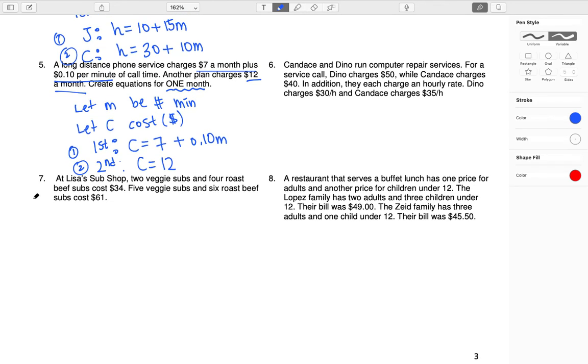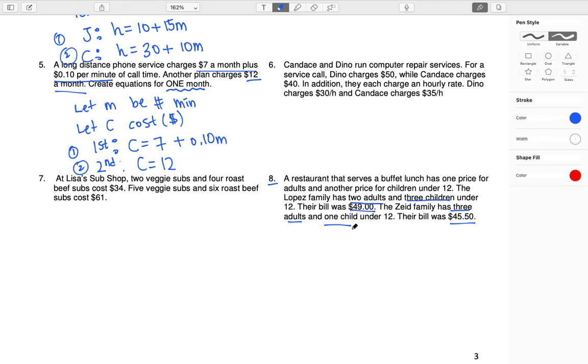And lastly, let's take a look at number 8. A restaurant that serves a buffet lunch has one price for adults and another price for children under 12. The Lopez family has 2 adults and 3 children under 12. Their bill was $49. On the other hand, we have Z family. They have 3 adults and 1 child, and their bill was $45.50.